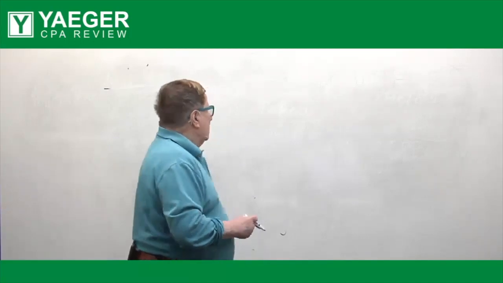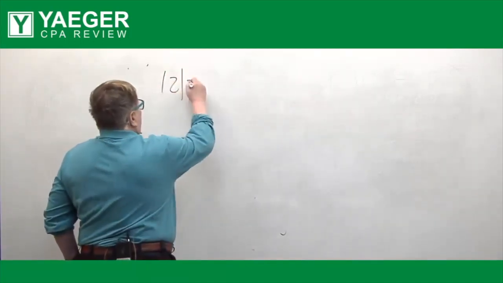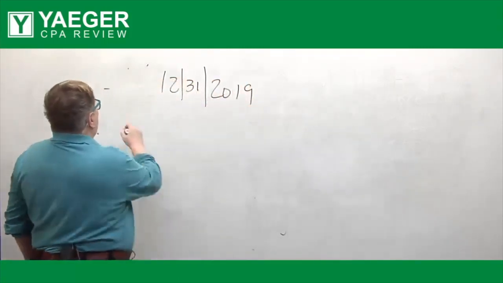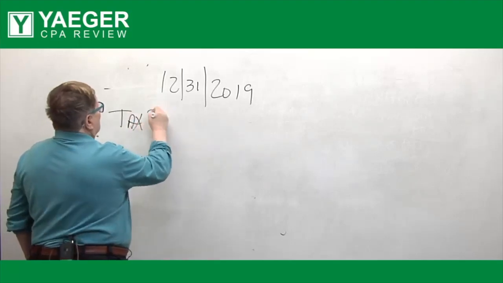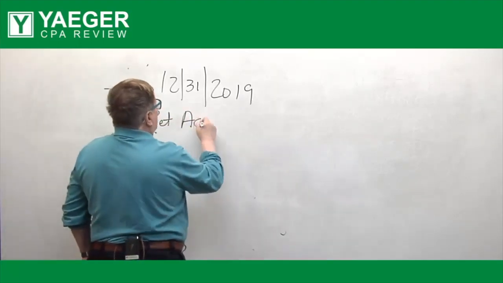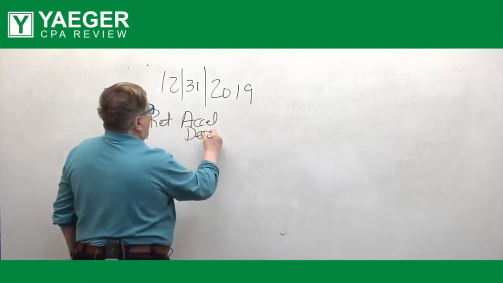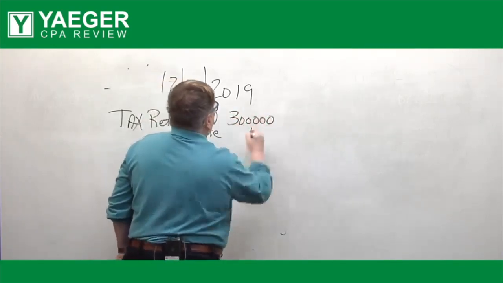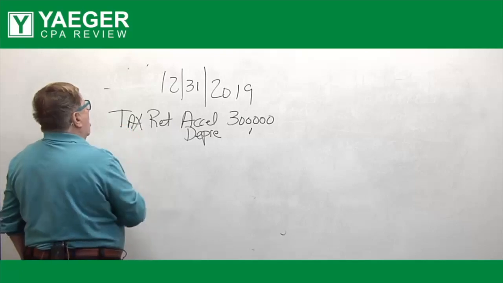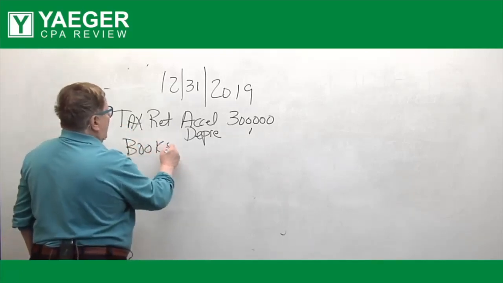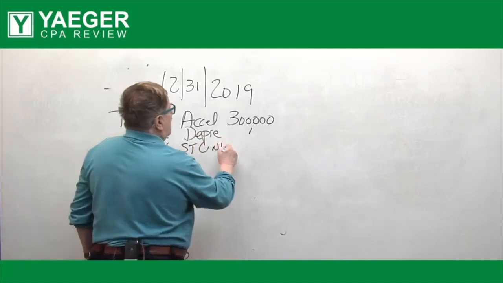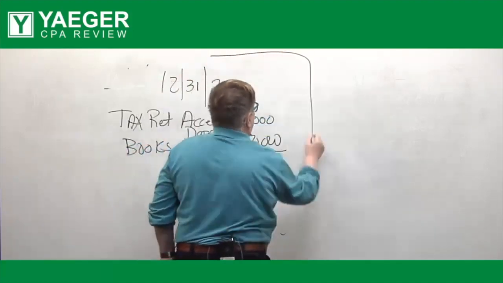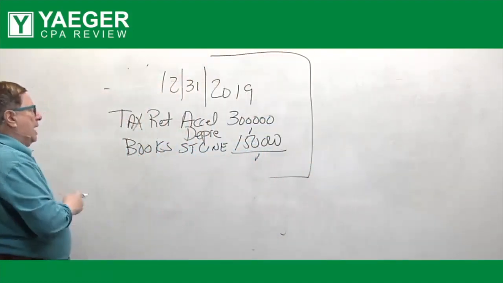But eventually all the depreciation expense will be the same for tax and book purposes. Now let's assume it's the year 12/31, 2019, and on our tax return, we are using accelerated depreciation, and our depreciation, because accelerated on tax return, is $300,000. But on our books, because we're using straight line, the depreciation is only $150,000.